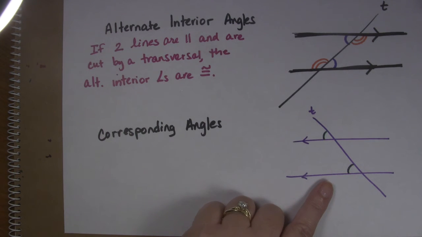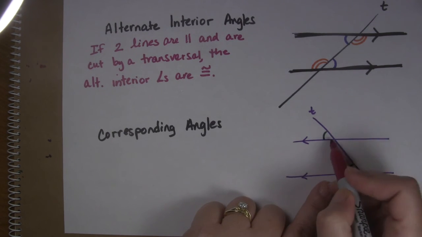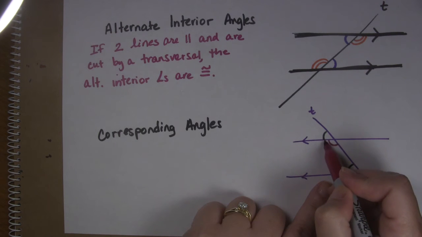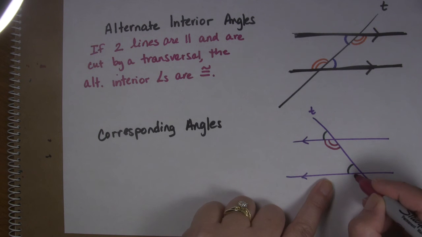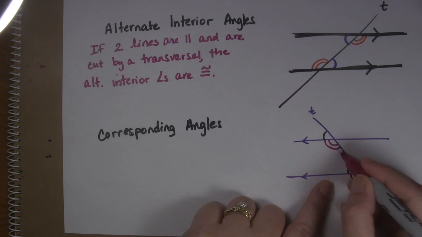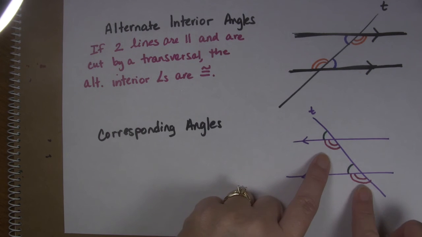There's another set of corresponding angles. I can go to this line and go below this line, and then I can go to my other parallel line and go below it, staying on the same side of the transversal. And those are corresponding angles.